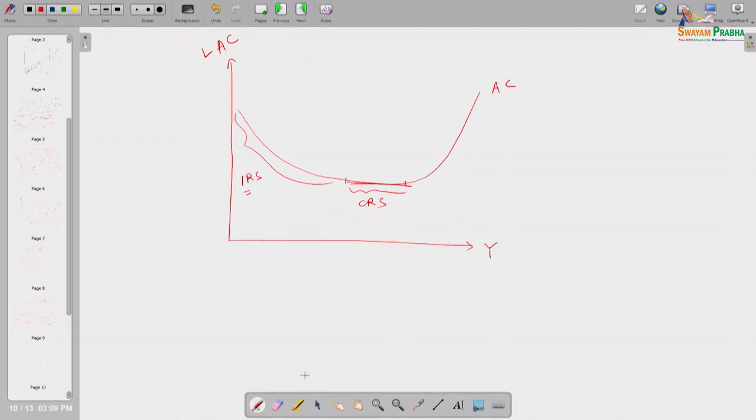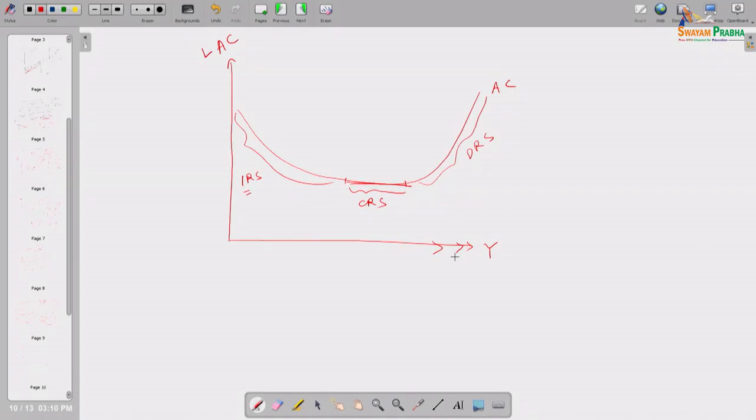So, we can interpret average cost in this way: per unit of output, less and less cost he is incurring. This is the diminishing returns to scale area, and there it is diseconomies of scale. Diseconomies of scale means what? As you are increasing your output production, your cost per unit of output is becoming larger and larger. Okay. So, this is the typical long run average cost curve.